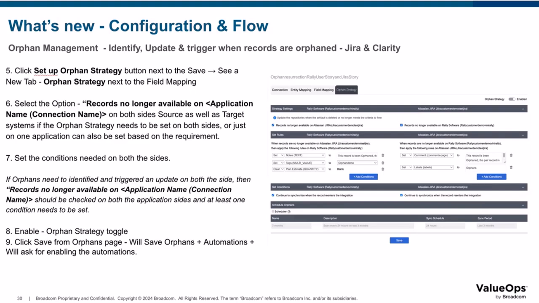Once the field mapping is done, I set up the orphan strategy. In the orphan strategy, I have an option that says select records no longer available on the system, then do this set of rules. So I select that option and set the rules that I need, and I go ahead and save the automation. I enable the orphan strategy, and then I can start synchronizing the records, and it will start identifying the orphans and sending the last trigger.